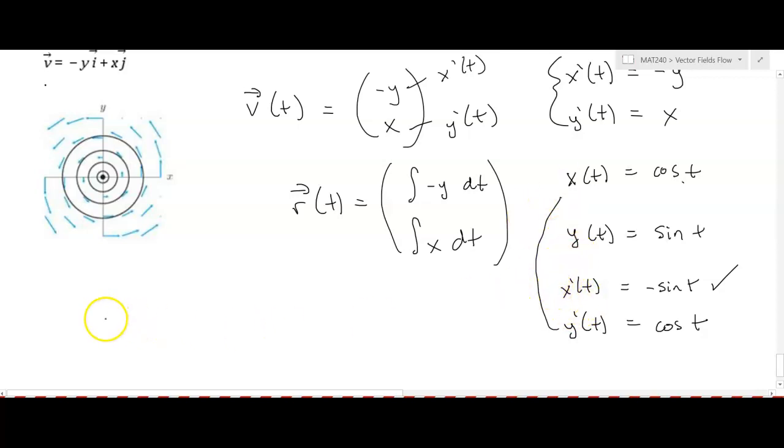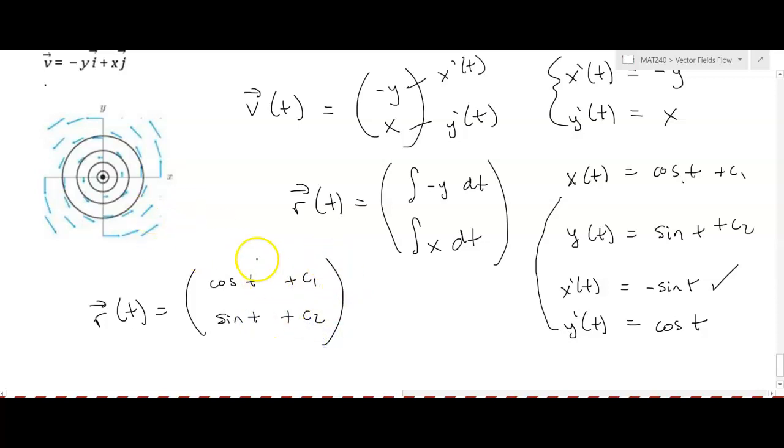And so in this case, our solution, and really this should be plus c1 and plus c2, our position function is equal to our x of t, cosine t plus c1, and our y of t, sine of t plus c2. Now, the initial condition that I get will determine whether I'm traveling along this ring, or say this ring, or this ring, or this ring, or rings that are further out. That will be dictated by the initial position that we choose. And that's dealing with the flow of a vector field.